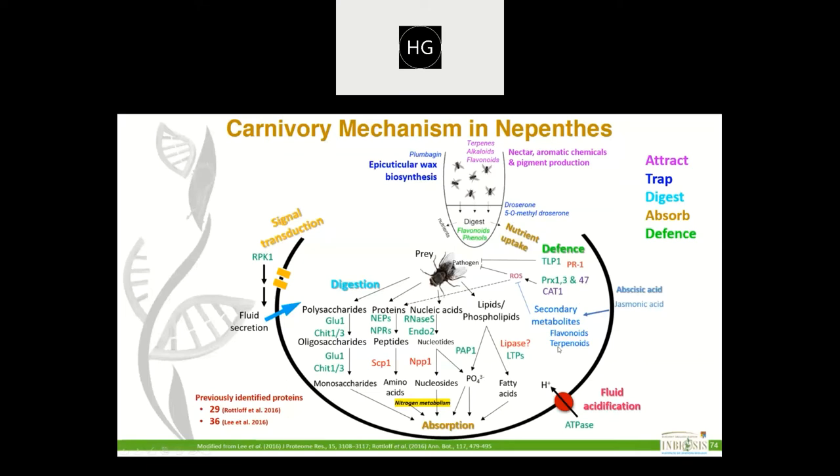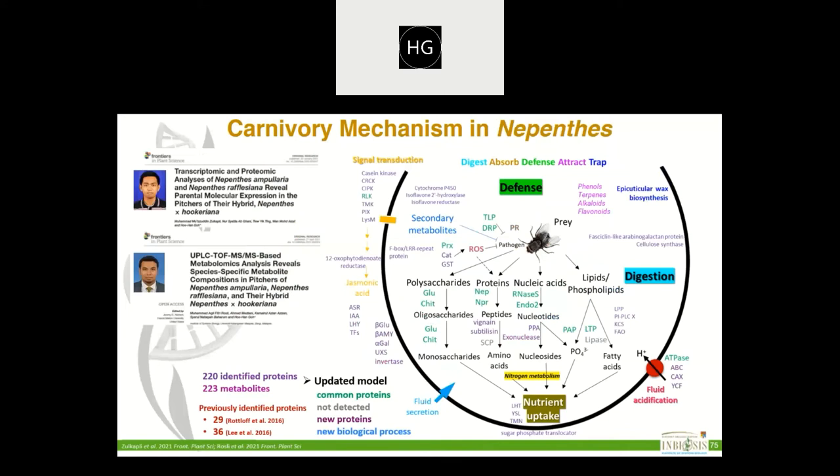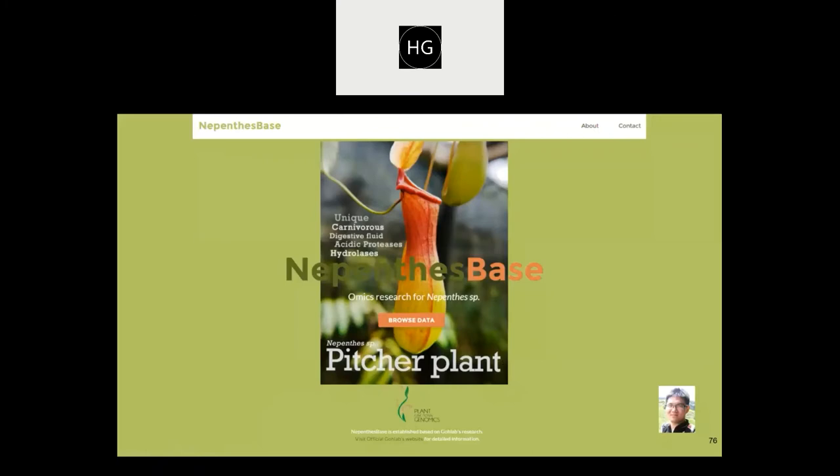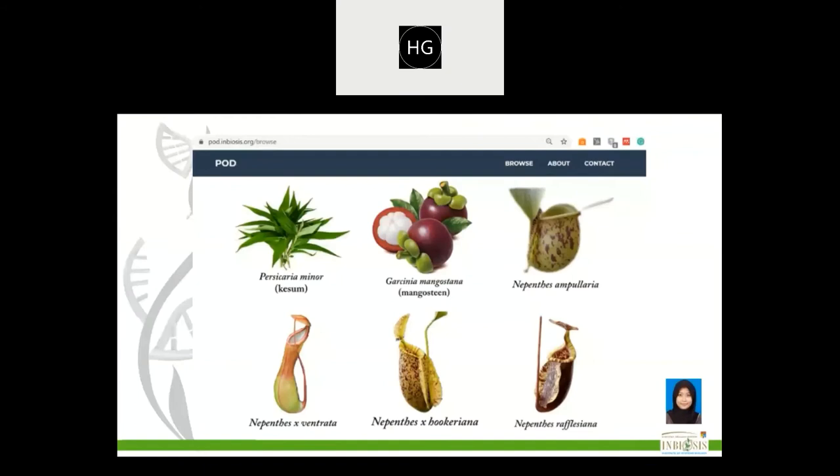So from the different studies that we conducted, proteomic and transcriptomic, we actually add many new proteins that you see here. So these are the new ones that we have found. They were not found previously. So 220 proteins and 223 metabolites. Okay, all these need to be compiled into a database so that people can access, and it is still a work in progress, now taken over by Dr. Sarah Honey. What we want is to compile all the omics data that we have in INBIOSIS and try to store, analyze, and automate the research using this portal.